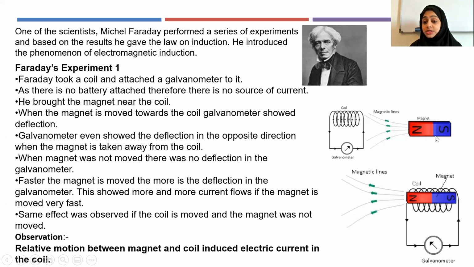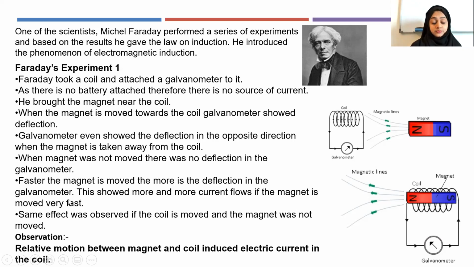If the bar magnet was kept outside the coil stationary, then there was no deflection. If you keep the bar magnet inside the coil, when you move, there is deflection. But if you keep it there inside the coil, as you can see here, and you don't move it, then also there is no deflection. So only when the bar magnet is either moving into the coil or out of the coil, there is deflection. The faster the magnet is moved, the more is the deflection in the galvanometer.